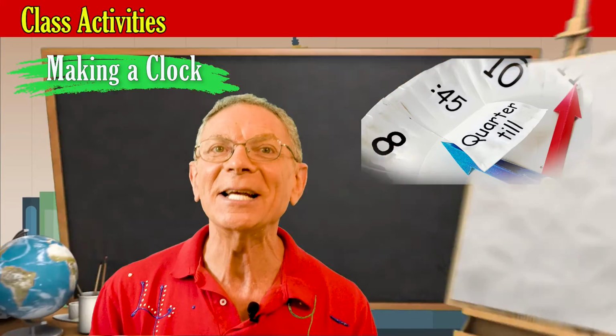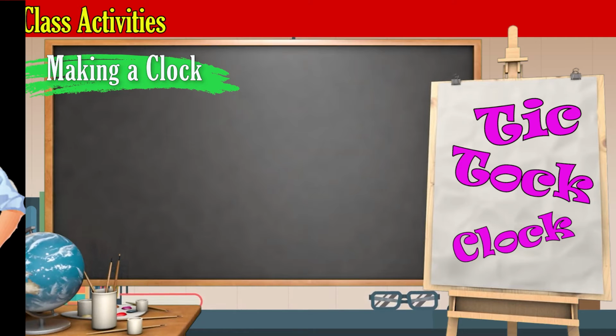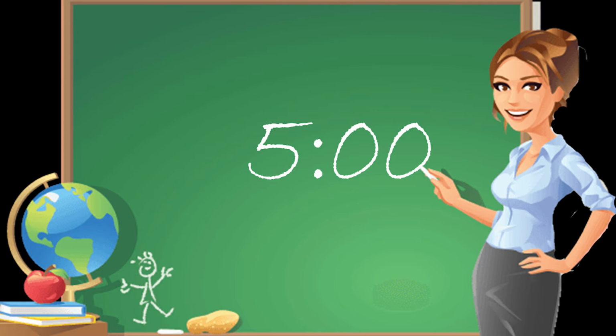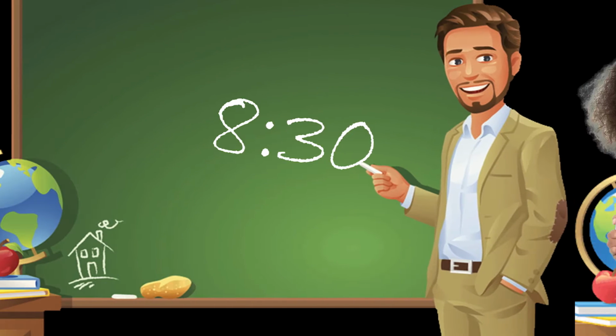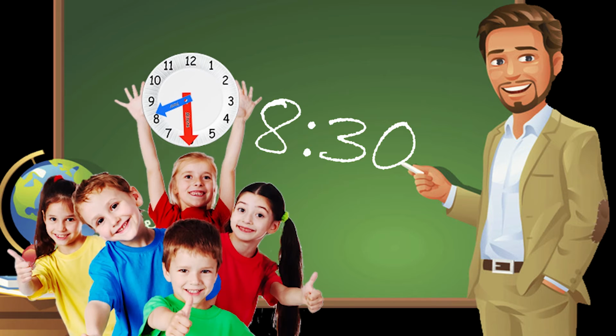It's time to play Tick-Tock Clock. Mark the time on the board starting with the full hour, then write the half hours and the quarter hours according to the level of your class. Make sure all of the students are moving the hands of their clocks, showing the time correctly.